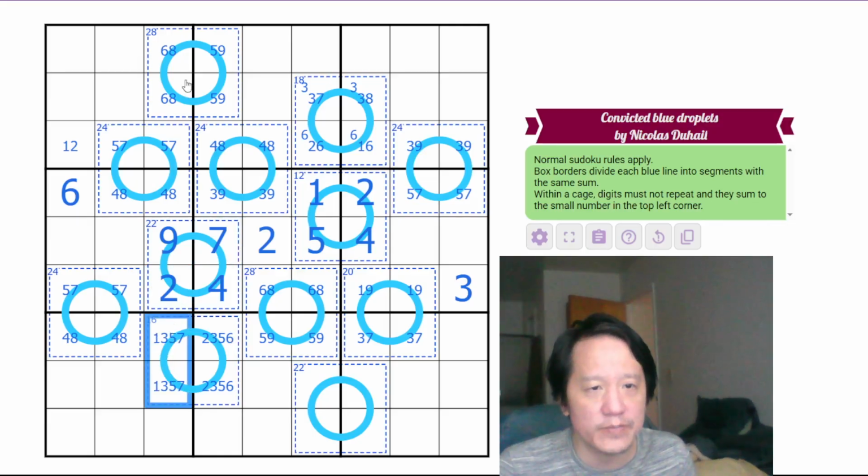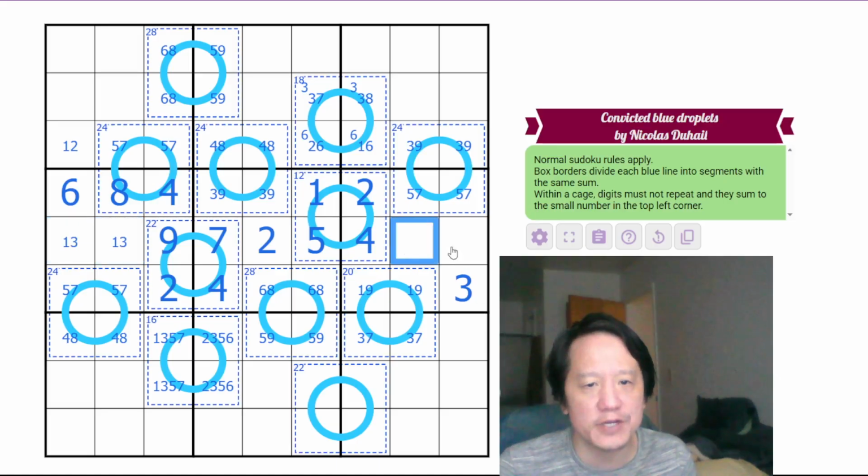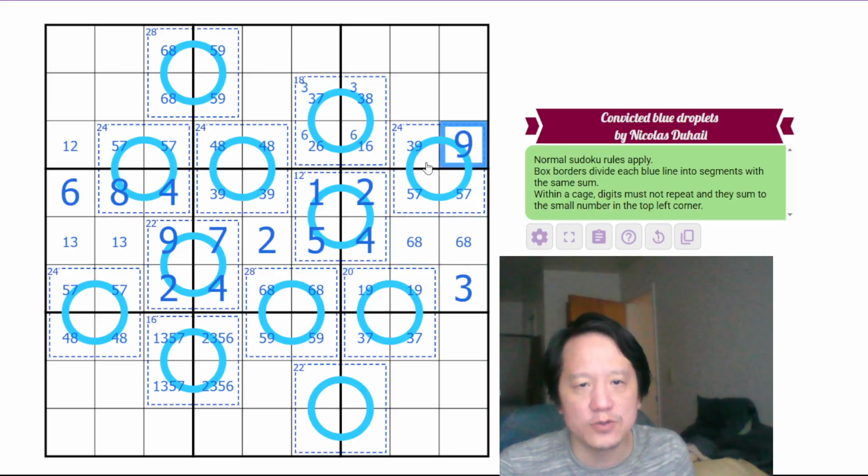It's 5 and 7. 2 eliminates 2 and 6 here. The 6, 8 pair eliminates 8 in the rest of the column, so this is 4. That's 8. Remaining digits in this left central box are 1 and 3. That means remaining digits in this right central box are 6 and 8. 3 eliminates 3 here, so it's 9 and 3.